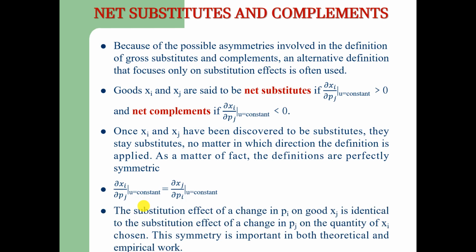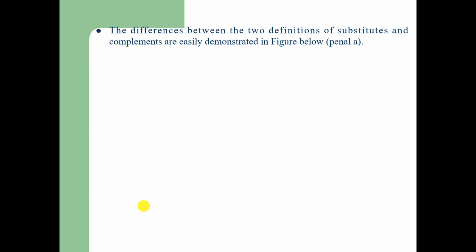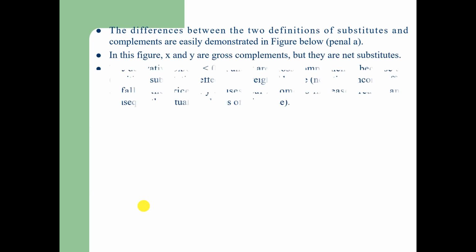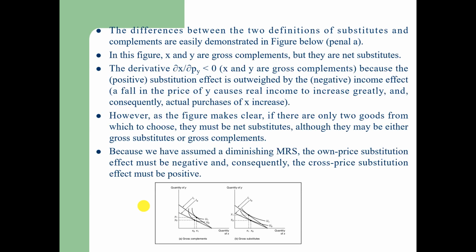The substitution effect of a change in the price of Xi on the amount of Xj is identical to the substitution effect of a change in the price of Xj on the quantity of Xi chosen. This symmetry is important in both theoretical and empirical work. The difference between the two definitions of substitutes and complements is easily demonstrated in the figure below in panel A. So look at this figure.